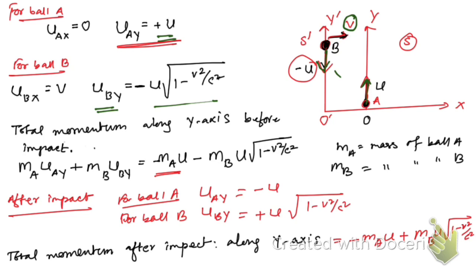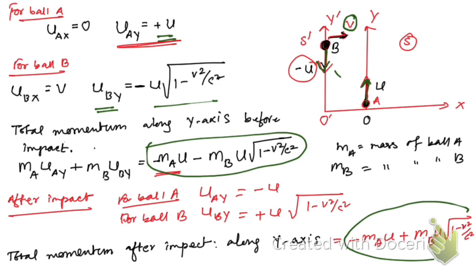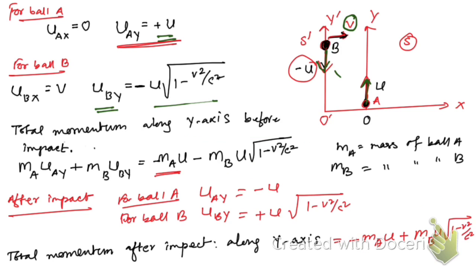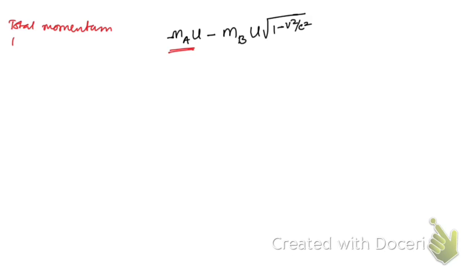So now you see here, according to the law of conservation of momentum, linear momentum, the total momentum before impact and total momentum after impact must be equal, right? Let me copy these two results and let me write in the next slide. So here is the total momentum before impact. I have changed the slide, that's why I have written again.